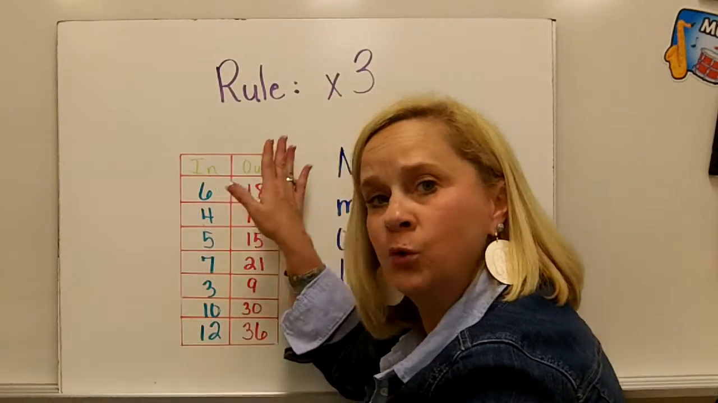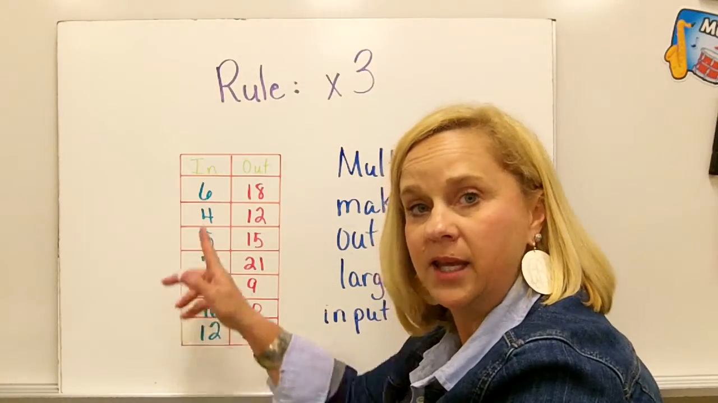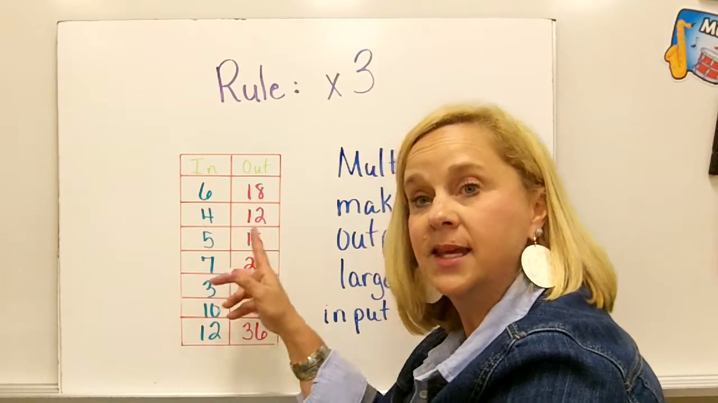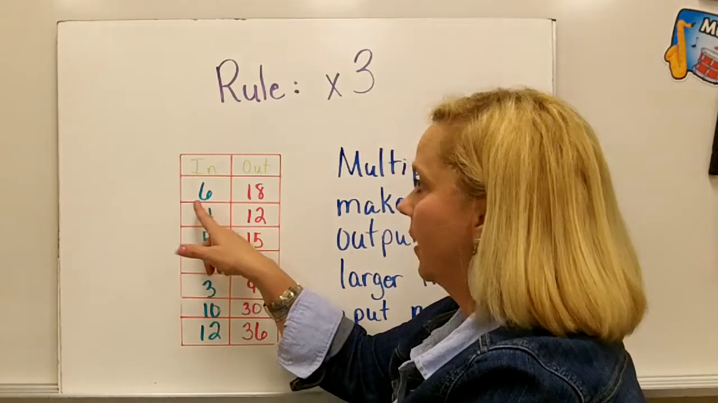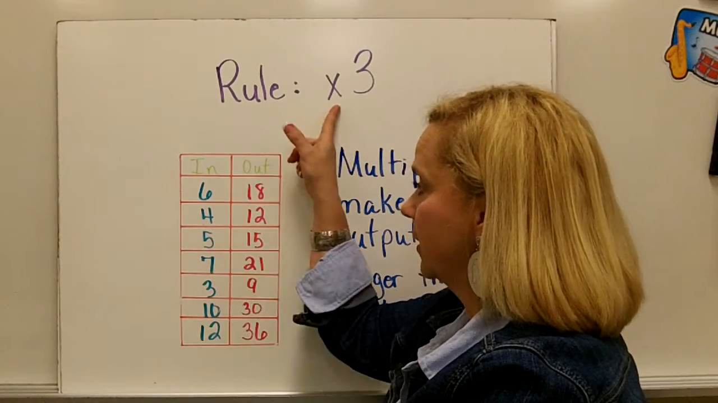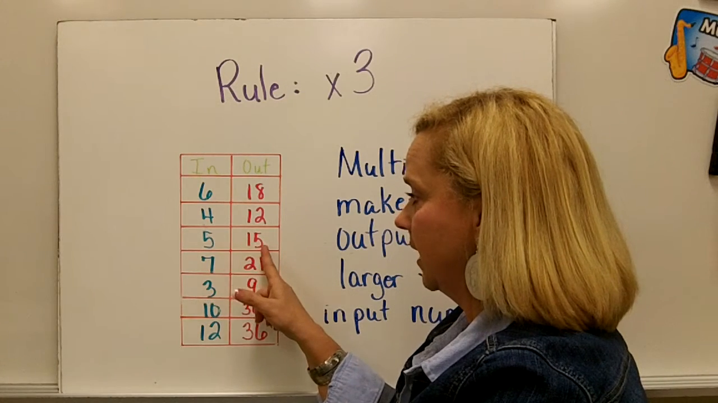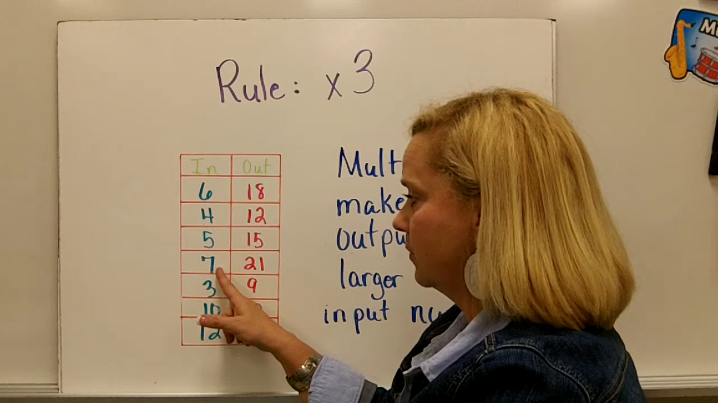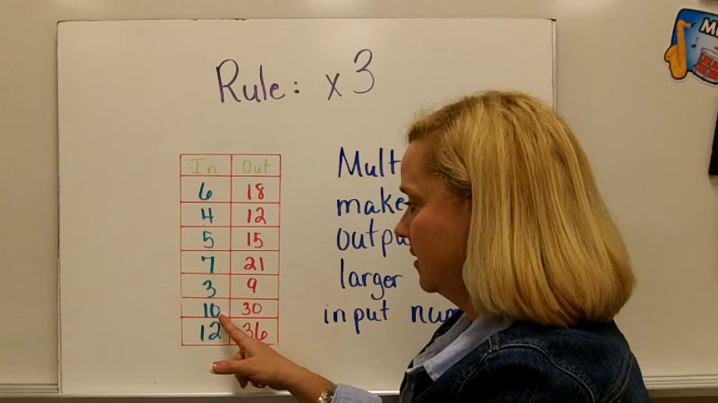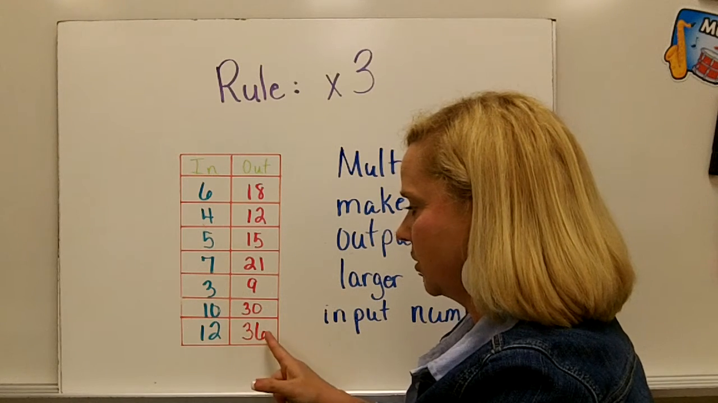Alright, now I've changed my rule, and if you notice here, my rule is I'm multiplying each one of my input numbers times 3 to get my output number, right? So 6 times 3 is 18. 4 times 3 is 12. 5 times 3 is 15. 7 times 3 is 21. 3 times 3 is 9. 10 times 3 is 30. And 12 times 3 is 36.